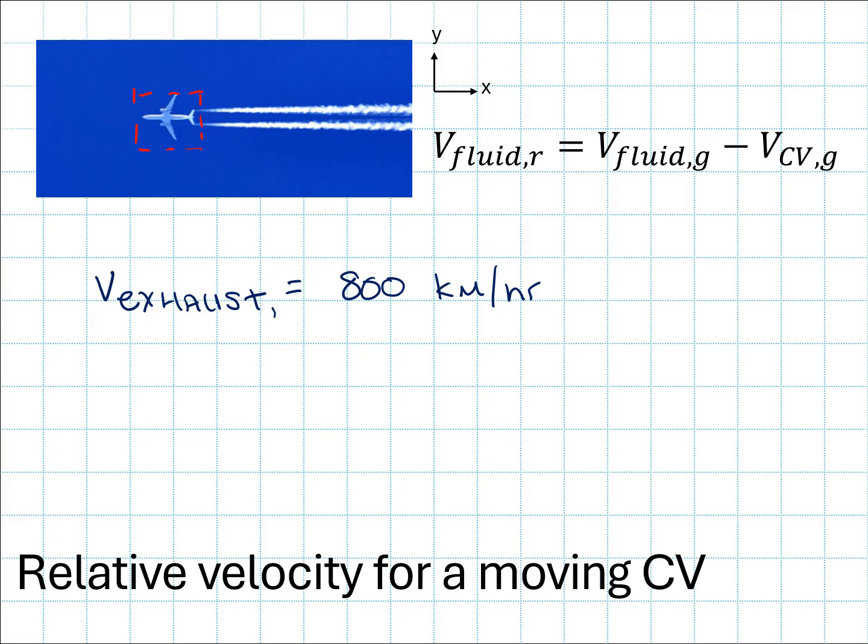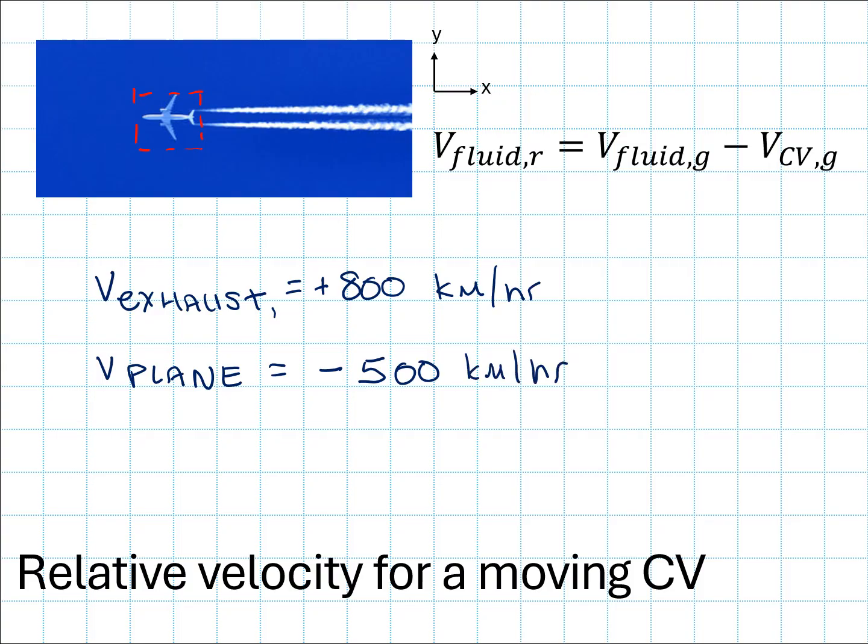And you'll notice that my exhaust is moving towards the right, which is my positive direction. So this is a positive 800 kilometers per hour. Meanwhile, my plane is moving towards the left at a constant rate of 500 kilometers per hour. And since it's moving in my negative x direction, that's going to be a negative 500 kilometers per hour.